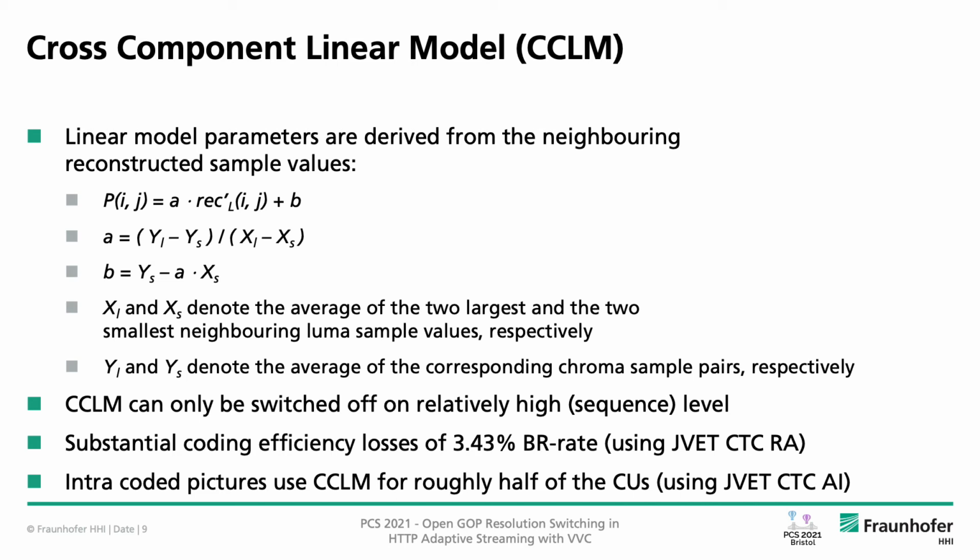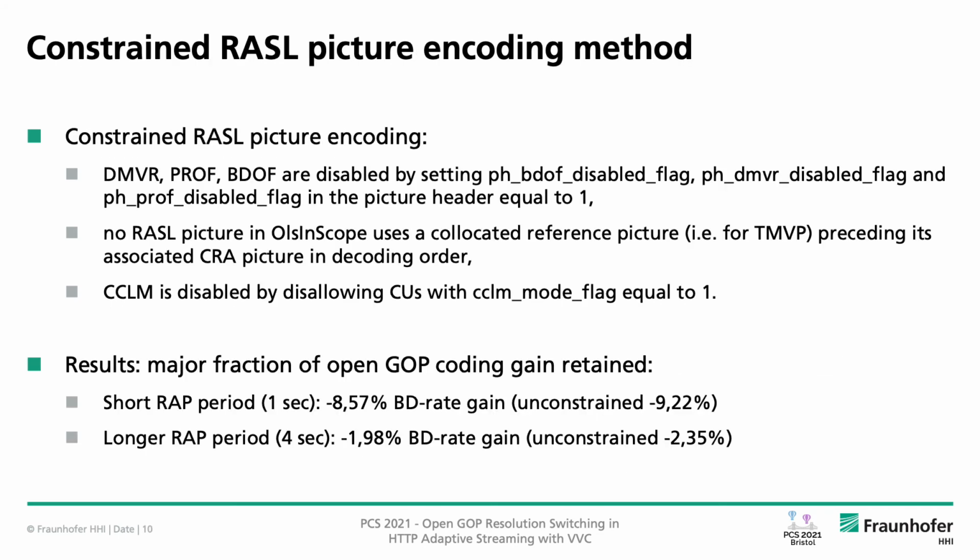The issue is here that CCLM can only be switched off on a relatively high sequence level, and this comes at substantial coding efficiency losses of 3.4% BD rate. This is due to the intra-coded pictures using CCLM for roughly half of their CUs. And this leads to the constrained RASL picture encoding method that is presented in this paper. It combines the RPR-related coding constraints for tools like BDOF, PROF, DMVR, and TMVP, together with a constraint on CCLM, which is disallowed for any CU in a picture that is supposed to use RPR potentially on the client side.